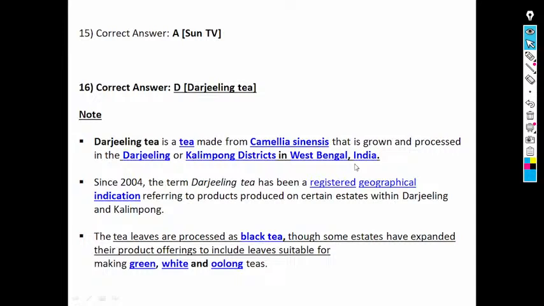In 2004, Darjeeling tea was registered as a geographical indication referring to products produced in certain estates in Darjeeling and Kalimpong. Tea leaves are processed as black tea, and though some estates have expanded their product offering to include leaves suitable for green, white, and oolong.